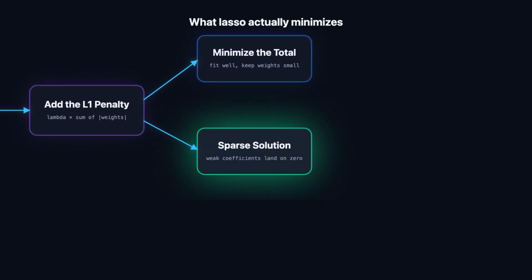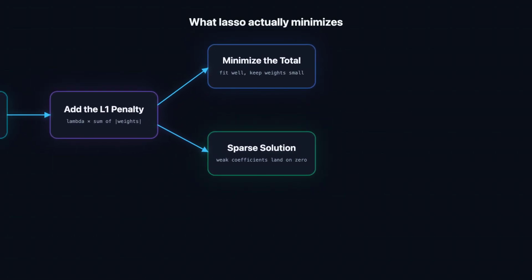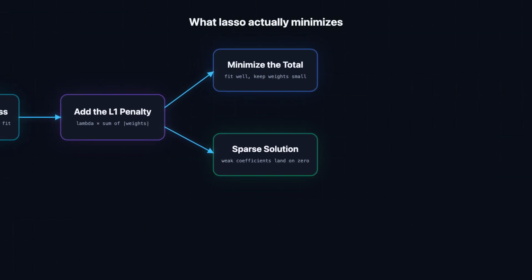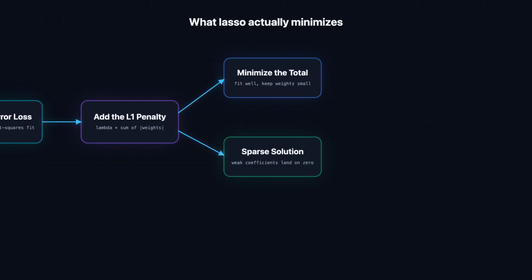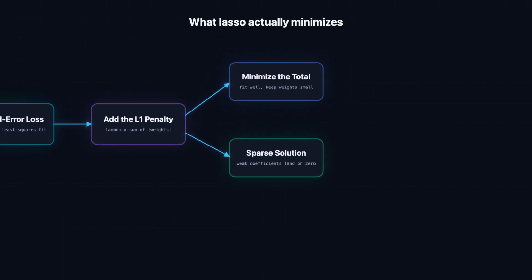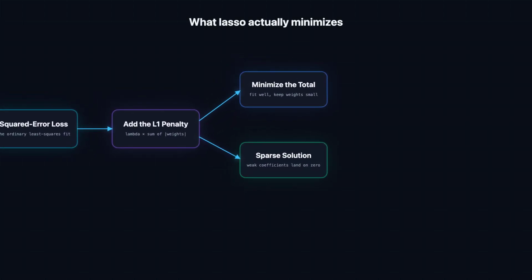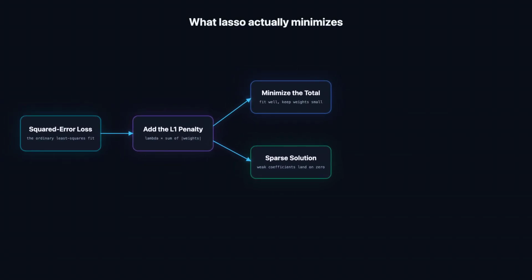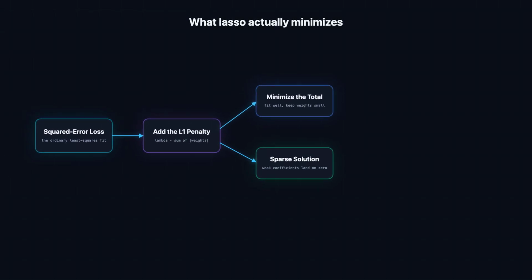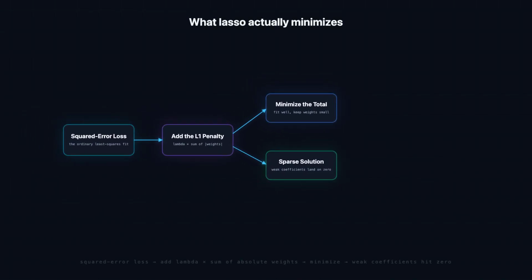Here is the payoff. Because the penalty grows with absolute size, weak and unhelpful coefficients get pushed all the way to exactly 0, not merely shrunk. Geometrically, the L1 constraint is a diamond with sharp corners on the axis, and the solution loves to land on a corner where some weights simply vanish. That is automatic feature selection baked right into the fit.